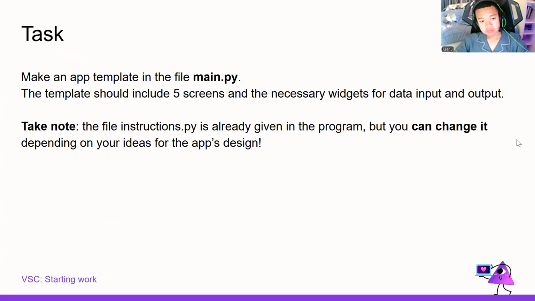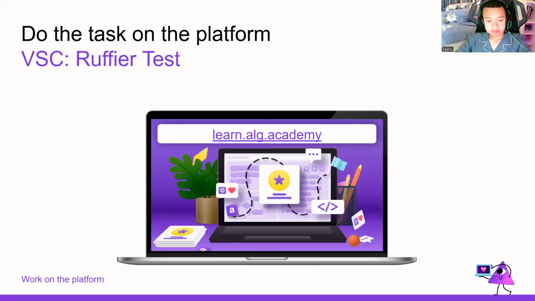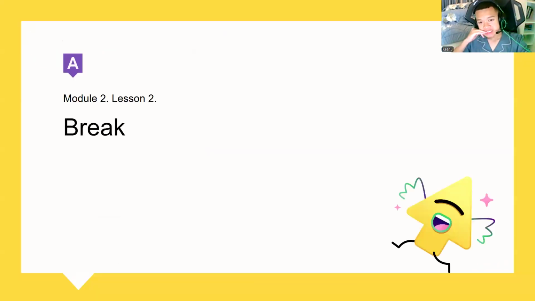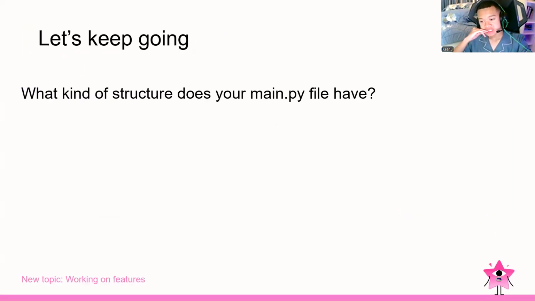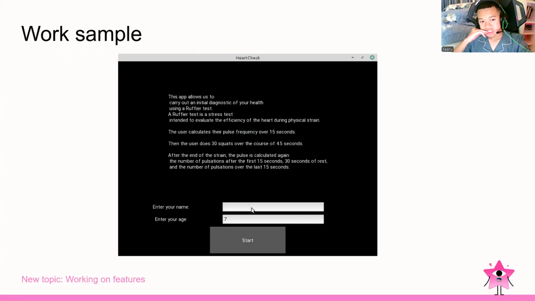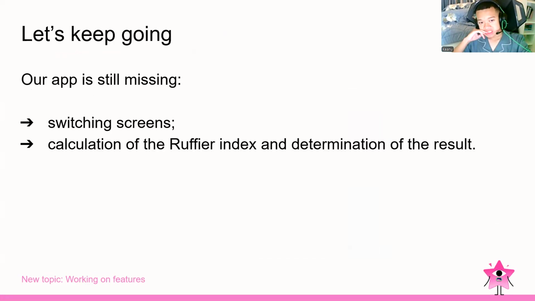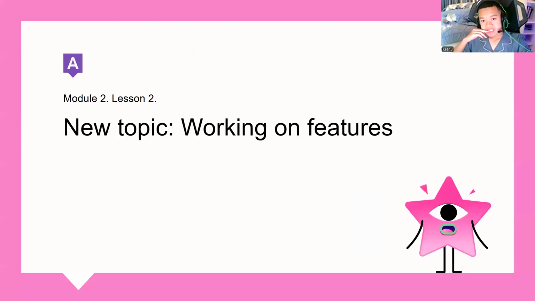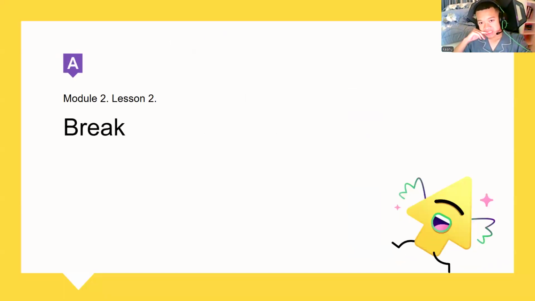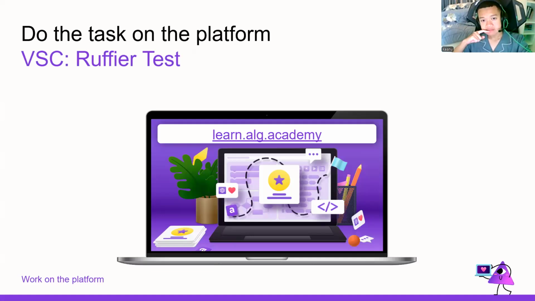The task for this is to make a template in the main file, main.py. The template should include the file script and the necessary widgets for data input and output. Take note that the file instructions.py is already given in the program, but we can change it depending on our ideas for the app assignment. So maybe let's go for the task on the platform. We will try working on the features first for this project. Let's do the task on the platform.